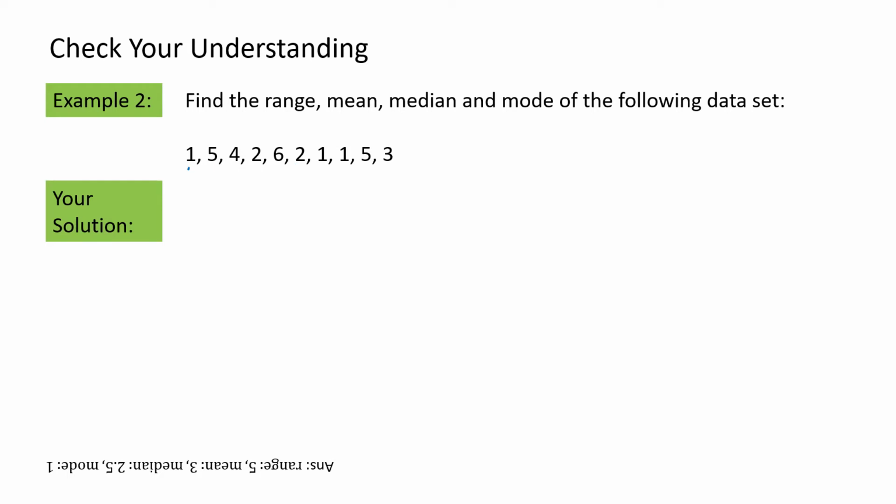So if we start by calculating our range, I'll switch back to red. Remember, it's equal to the largest minus the smallest. So our largest number, you could just look at this data set and see that it's 6. Or you can go through and say, okay, we have 1 and then 5, which is larger, so it's 5. 4, 2, 6, which is the largest so far. And there's nothing larger than 6, 2, 1, 1, 5, and 3. So our range is 6 minus 1, which is 5, same as our last example.